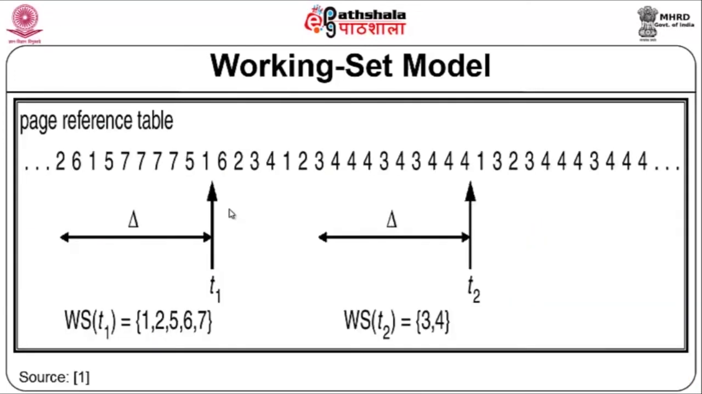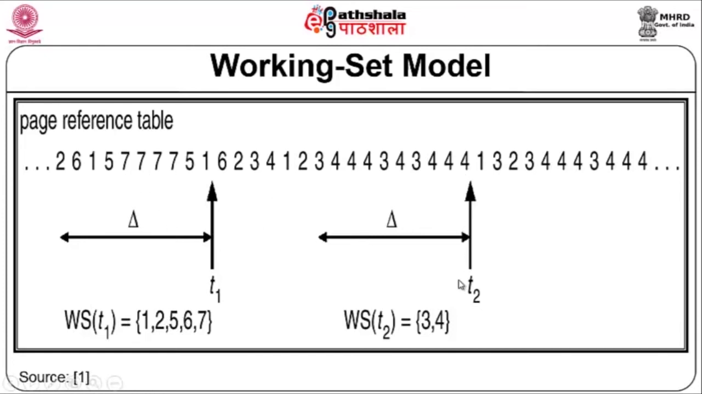So, look at this example. This is the sequence of page references that have been made for a particular process: reference to page number 2, 6, 1, and so on. At time t1, the value of delta is taken as 10. So, you look at the last 10 references, and you find that the pages that were active during those references are 1, 2, 5, 6 and 7.